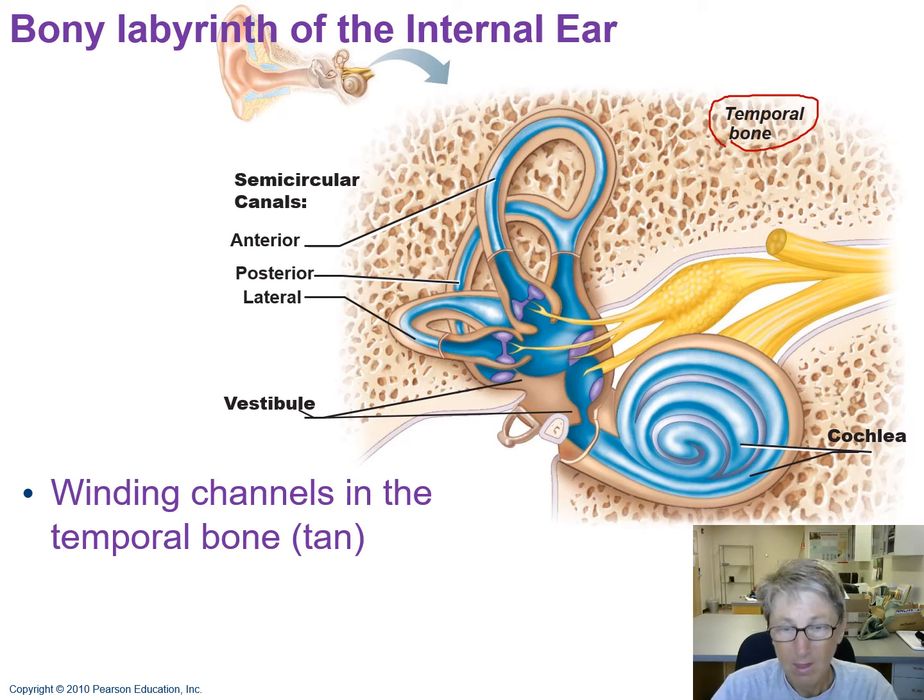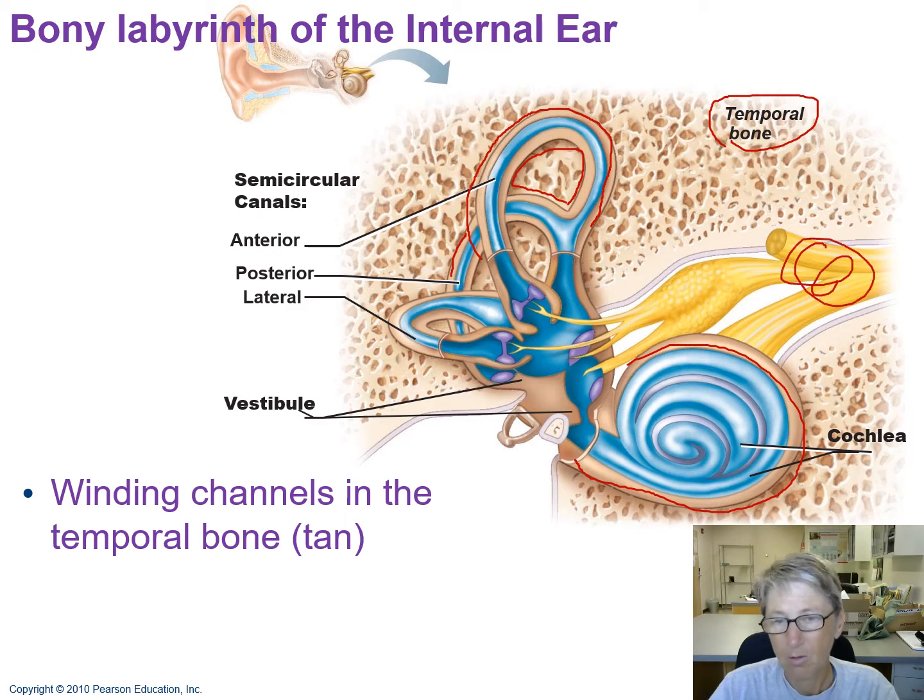So the bony labyrinth is just winding channels in the temporal bone. So that's in tan. So let's check it out. Everything in tan here, this is all bony labyrinth. It's all bony labyrinth in here. Everything in tan is part of the bone and part of the bony labyrinth. Obviously this yellow stuff is a nerve, right?